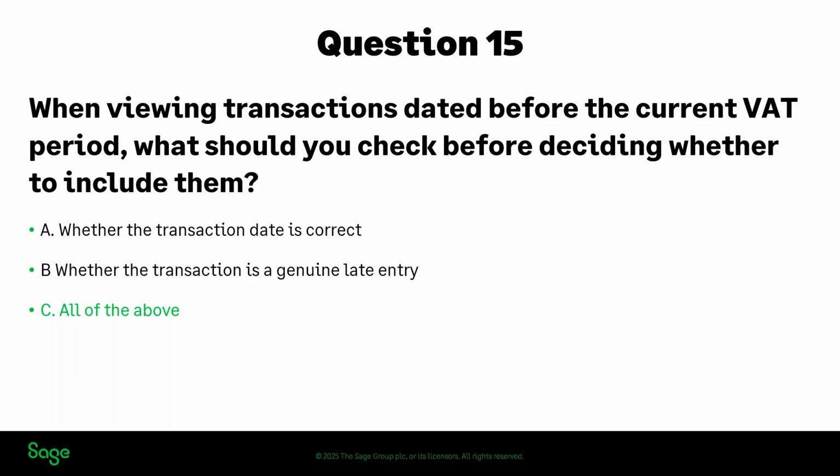Is it like this time of year where you've come back to work after Christmas and everyone's still in the habit of keying in 2025 as the year rather than 2026? So is that something that catches people out? So yeah, you want to see, well, is the transaction correct, that date? Is the transaction accurate? Is it a genuine late entry? So did it just miss that previous VAT return, wasn't entered in time? You probably come across them quite regularly. So option C, all of the above.